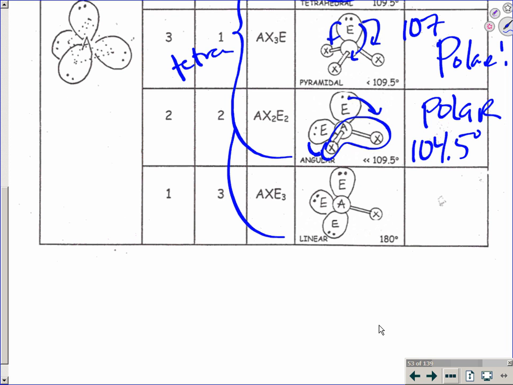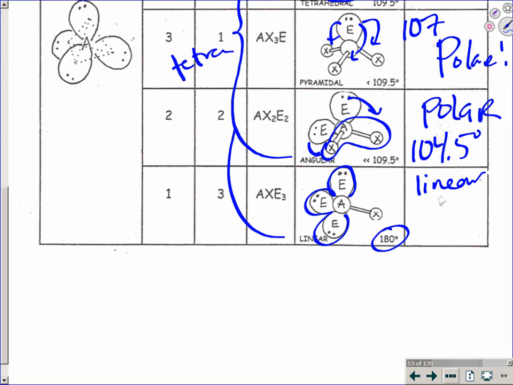Okay, so this is the last one, where you guys have one like this in your lab, HCl or HF, something like that. In this case, A is our central atom. A or X could be, though, it doesn't really matter. So in this case, we've got 3 lone pairs, 1 true ligand, so our angle is 180 degrees. It's linear.